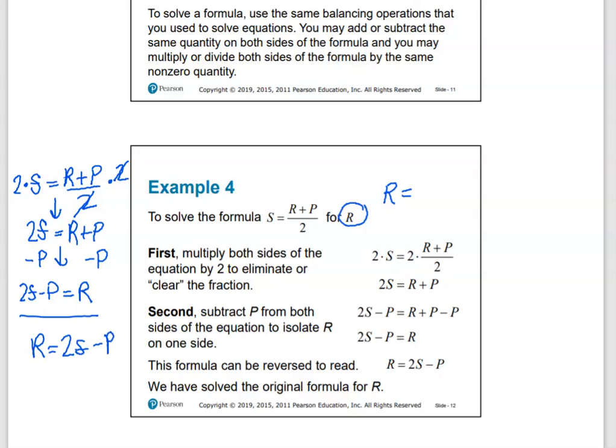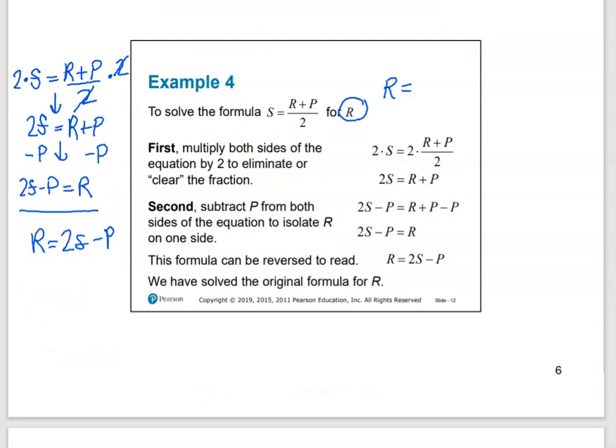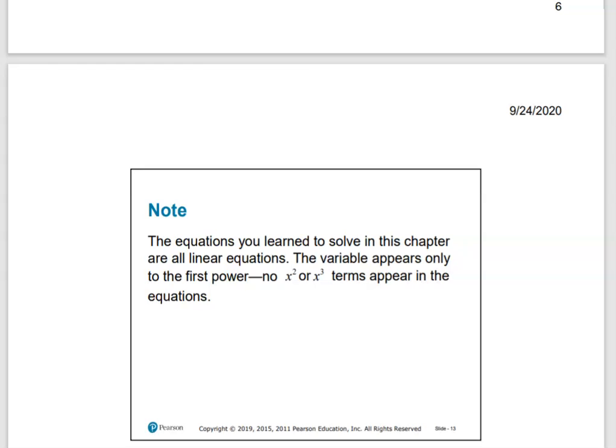Okay, so that's how we're going to move that equation around.